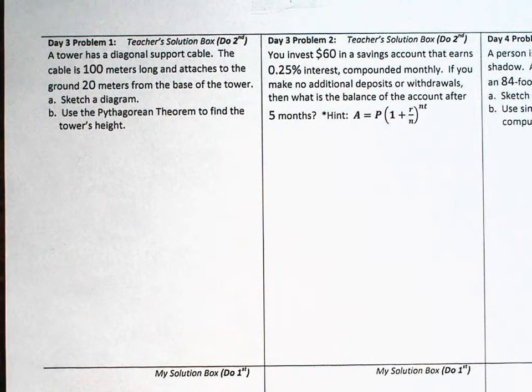Here's the solution to day 3, problem 1. A tower has a diagonal support cable. The cable is 100 meters long and attaches to the ground 20 meters from the base of the tower.